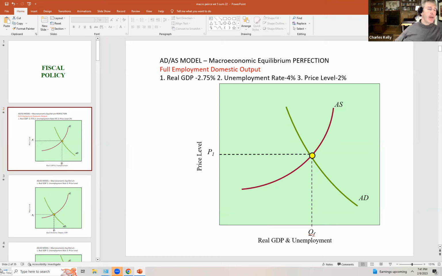Now, the Fed has its own measure. They call it the PCE, or the Personal Consumption Expenditures. There's the producer price index. You get the idea. We're measuring the general price level in the economy. How much inflation is there?